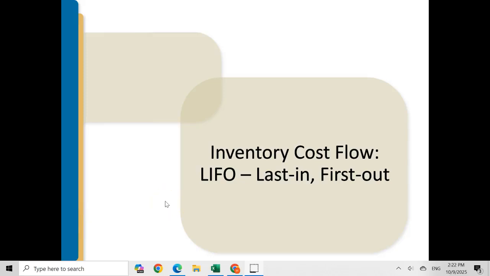Hello. In this video, we're going to be going over inventory cost flow, specifically the last in, first out method, also known as LIFO.